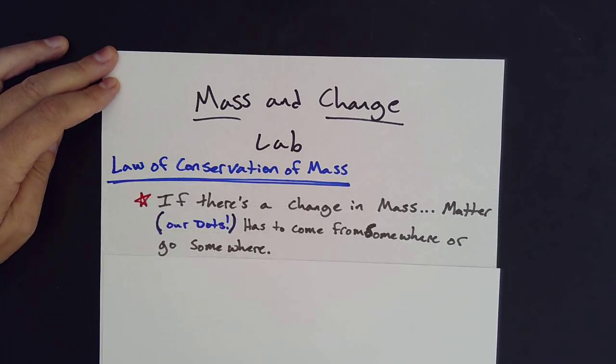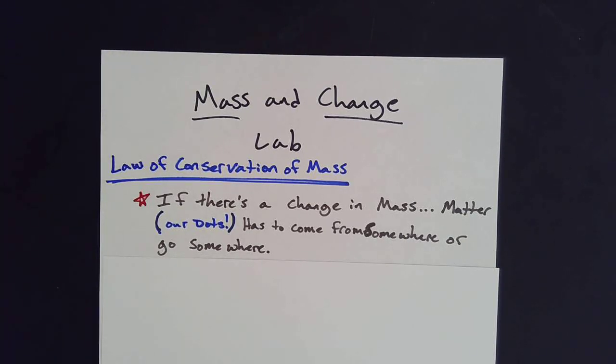One thing: if there's a change in mass, matter, our dots, has to come from somewhere or go somewhere. Now think about that. If I have a gain in mass, something has to come from somewhere. If I lose mass, something has to go somewhere. The law of conservation of mass in its normal form, if you were to look it up, would say that matter cannot be created nor destroyed. It can only be altered. So we can't just have things appear from anywhere, and we can't just have anything disappear. It has to come from somewhere or go somewhere.